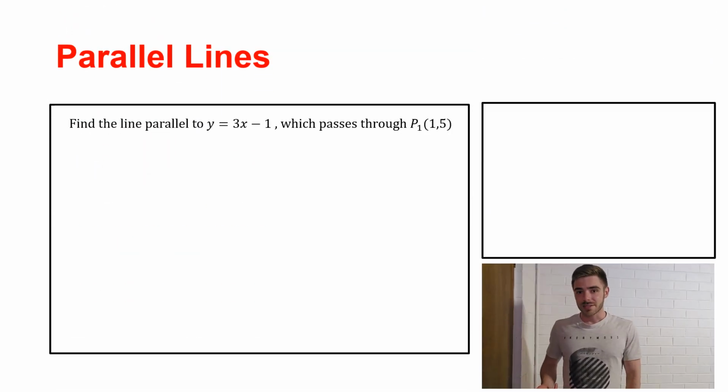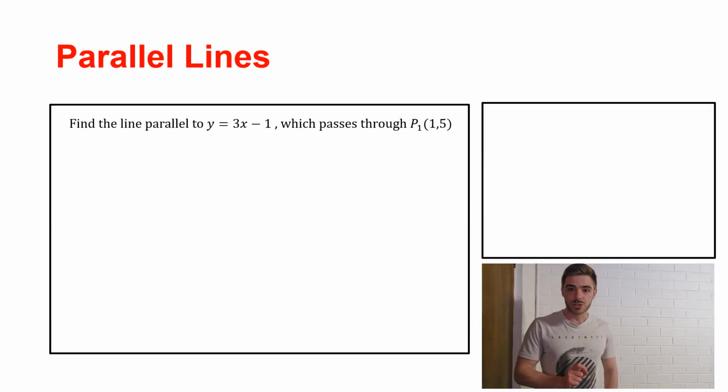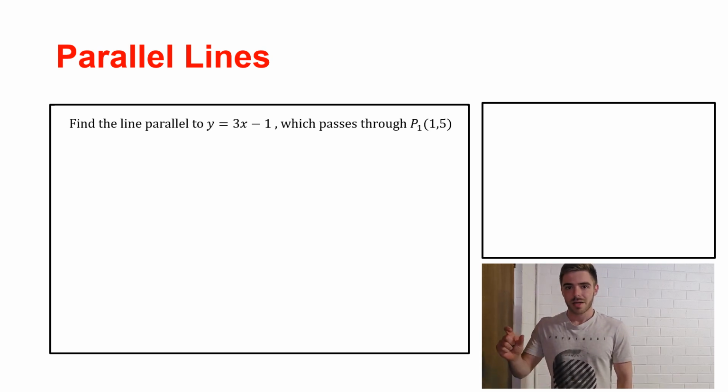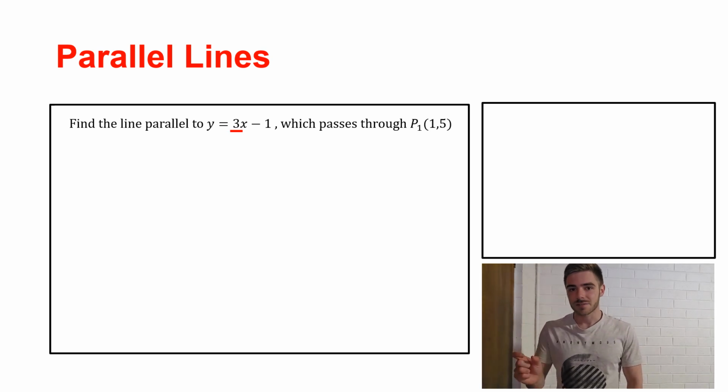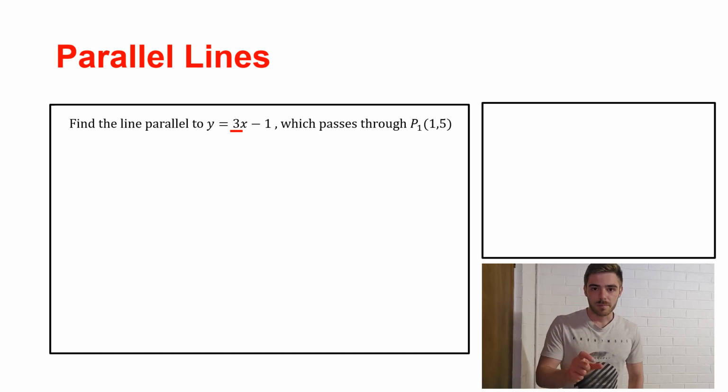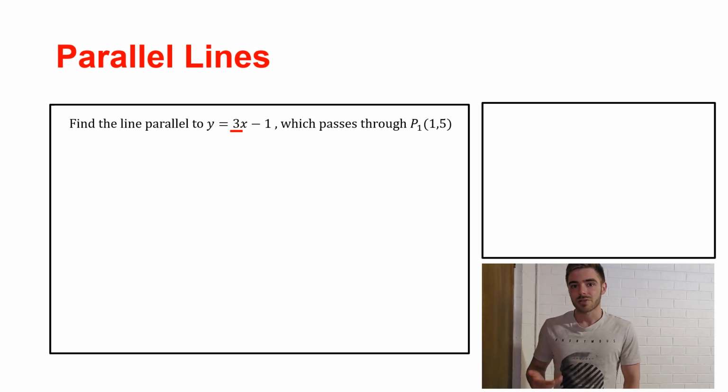2 or more lines are considered to be parallel if they all share the same gradient. A typical example of a question might be that you're given a linear equation and be asked to figure out a parallel line to that equation that also passes through some other point. The gradient of any linear function is equivalent to the coefficient of the x variable. So if we want to be parallel to this linear equation, then we also need to have a gradient of 3, or a coefficient of 3.